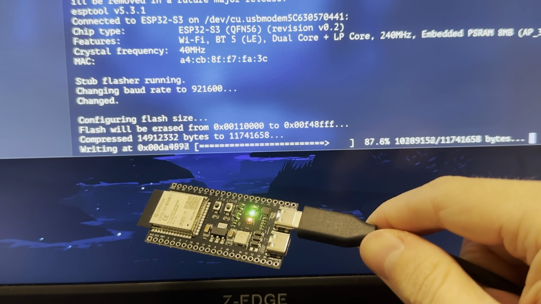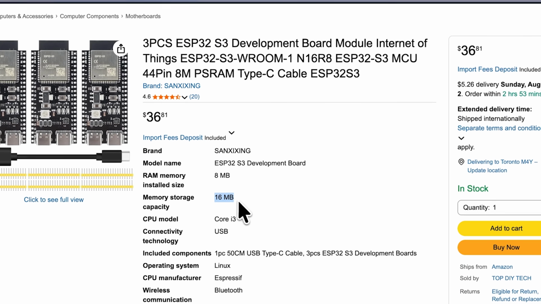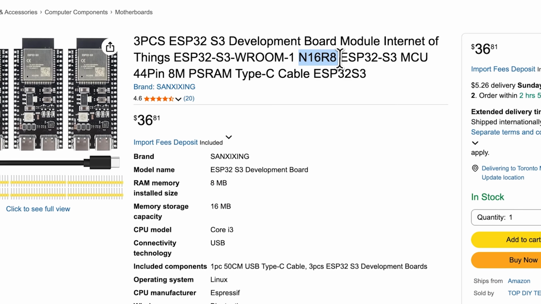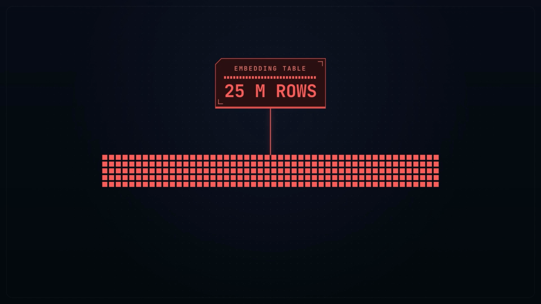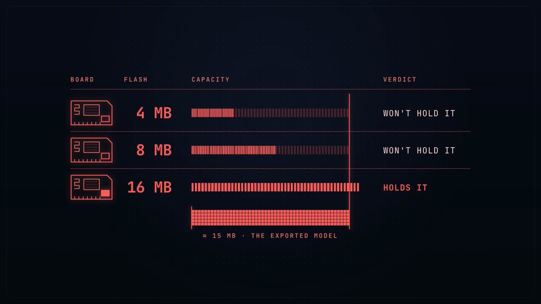Now, let's actually try to build it on our own and run it on the chip to see how it performs. To actually build this ourselves, the first thing you need is the right hardware, specifically an ESP32S3 with 16 megabytes of flash and 8 megabytes of PSRAM. That's the N16R8 variant. And this is really important because remember when we talked about that 25 million row table living in flash? Well, by itself, once trained and exported, it comes to about 15 megabytes. But boards with 4 or 8 megabytes of flash simply won't hold it.